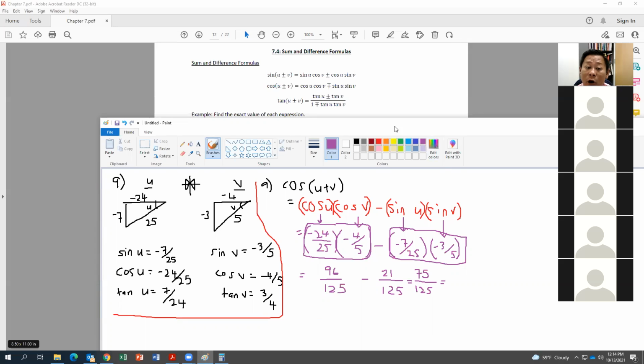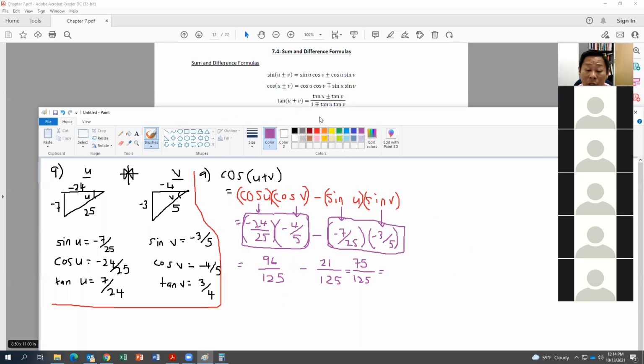Now, if your calculator can reduce, you use the ABC button. So go ahead and reduce this fraction. 3/5. Yep, thank you. And that is correct. That's your answer.